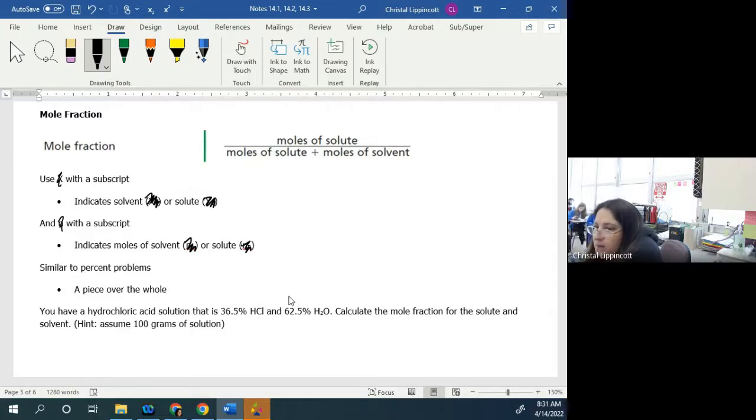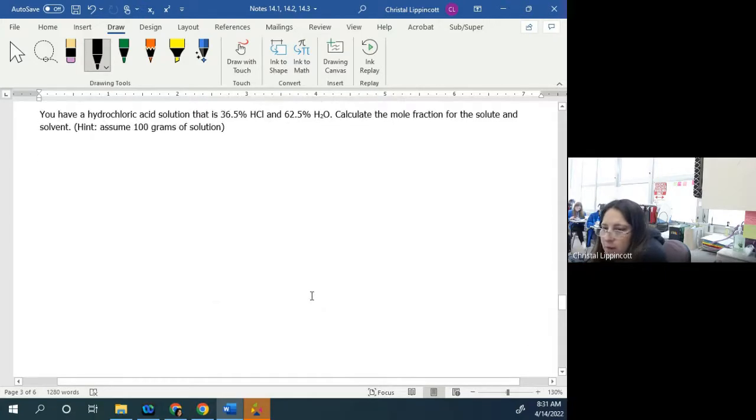All right. So here is part over the whole: moles of solute divided by moles of solution. Okay. Part over the whole. We have 36.5% HCl divided by 62.5% H2O. They want to calculate the mole fraction. So just like when we did percent comp, we make it into grams, right? We assume that we have a 100-gram sample and we make it into grams.